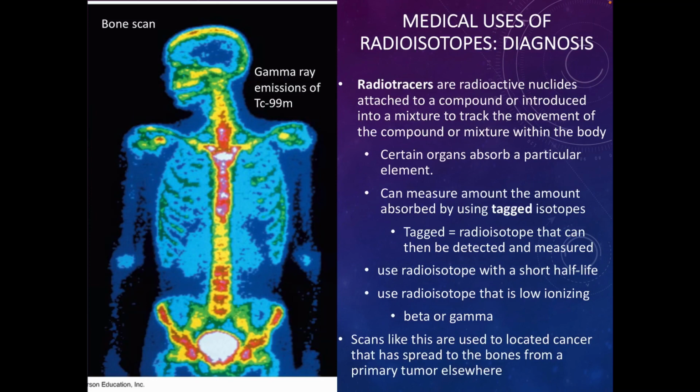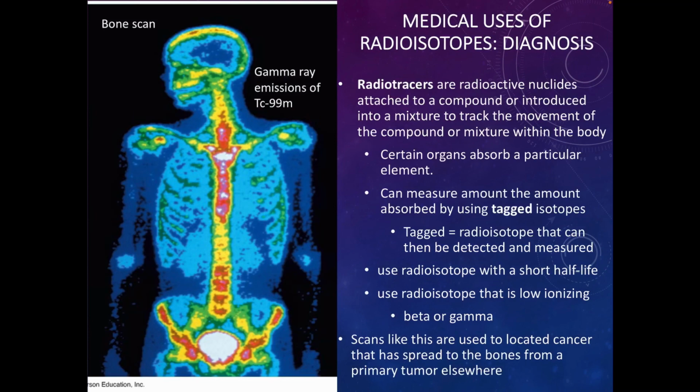It can do a lot of damage, but you're usually protected from that by wearing clothes or having your skin. But if you drink something with alpha decay, that could be really, really harmful. So we want to use a radioisotope that's low ionizing, like beta or gamma decay. And again, scans like this bone scan are used to locate cancer most often.